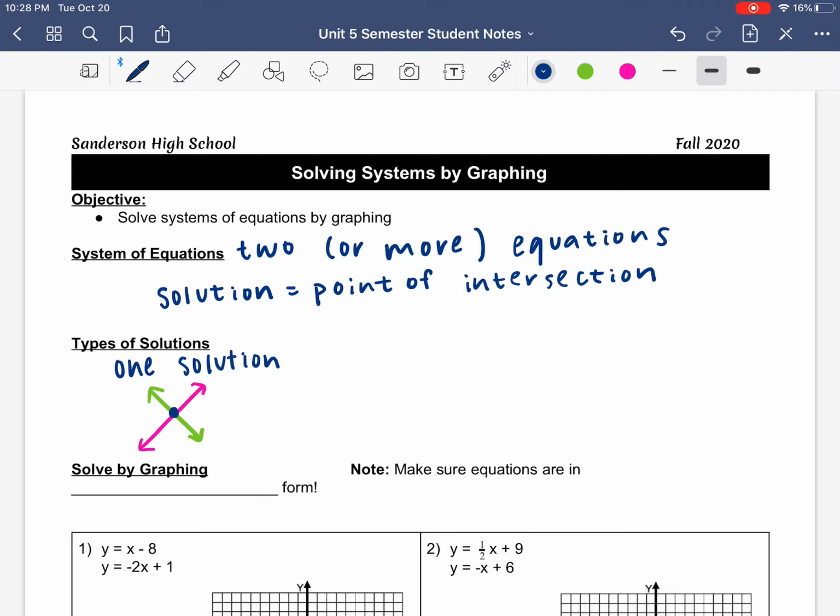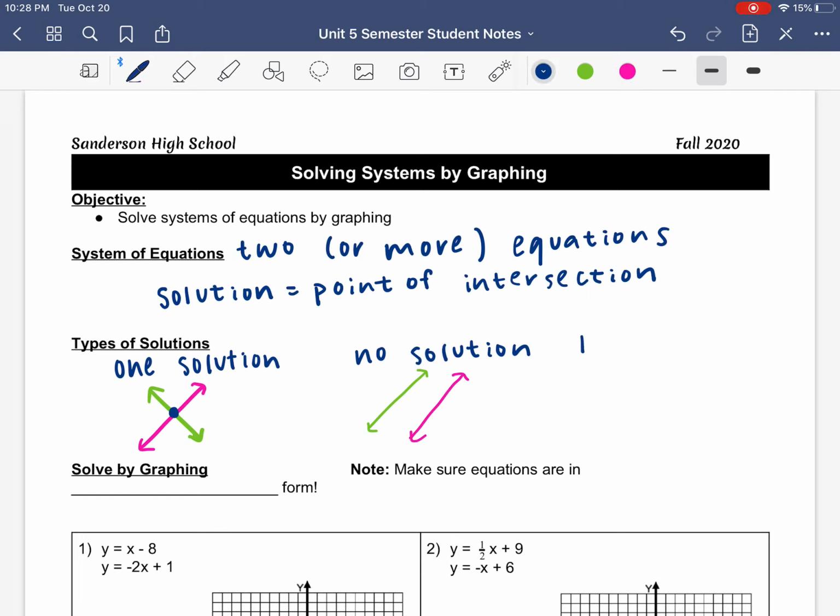Two other options. Sometimes you'll have no solution. So if we say no solution, we mean the lines never run into each other. And think about what we've been learning. For two lines to never run into each other, they are parallel. So parallel lines will never touch, and thus they have no solution.